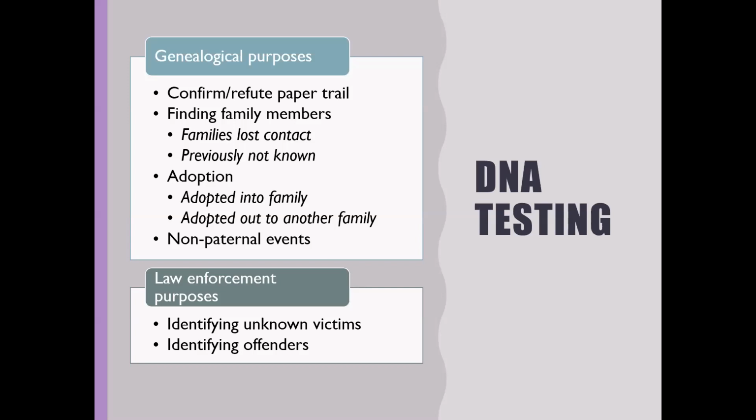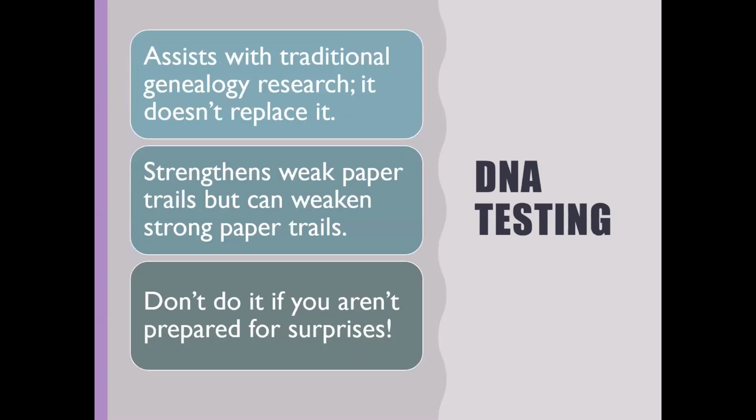So as I said to start with, it assists traditional paper-based genealogy research. It doesn't replace it. You're going to get your best results if you've done the paper research as well. And as I said, if you've got a weak paper trail, if you have two people with a common surname who settled in a town in Maine in the 1820s, and you don't know if they're related, it can help you figure that out, or it can say, no, they're not, if people have assumed that they were brothers and they're not. And the other big one is don't do it if you aren't prepared for surprises.